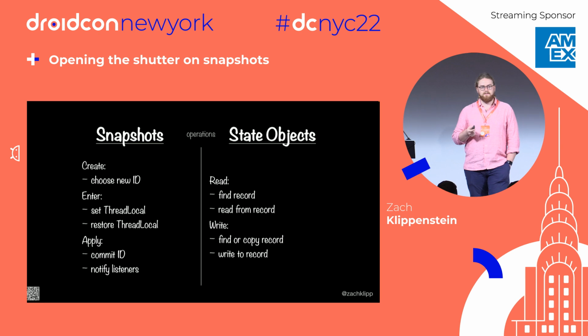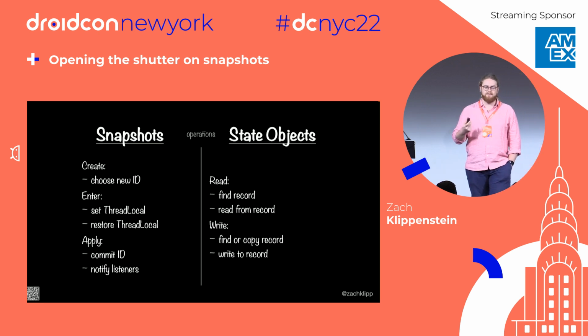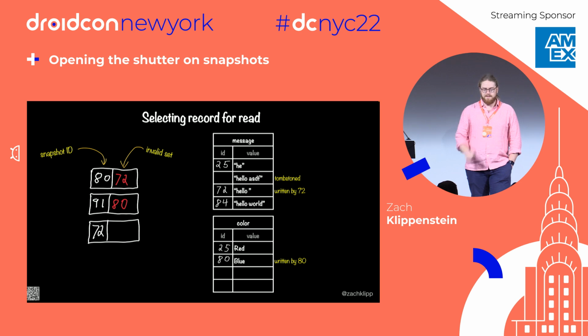You can create them. When you create a new snapshot, it gets a new ID. You can enter the snapshot, which means you're now running code in the context of that snapshot. The way that works is it sets a thread local when you enter, and then it restores the old snapshot thread local when you leave. That's how you can access snapshots without having to actually pass them around anywhere. And you can apply a snapshot, which means that the snapshot's ID is going to be marked as committed and part of the canonical state, at least for the parent, and it'll notify listeners that stuff has changed.